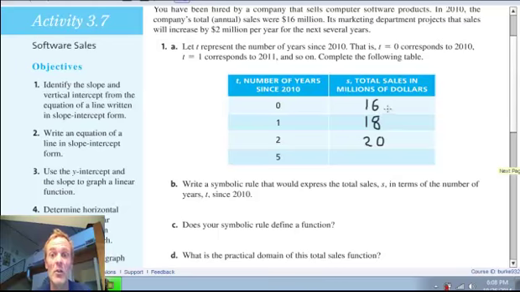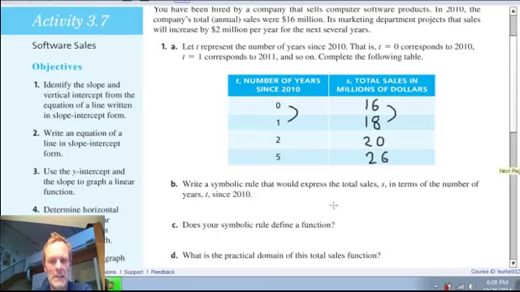Or you could just think to yourself, look, if it goes up 2 million for each year, it'll go up 10 million in 5 years. So that's going to be 26. It goes up 2 million for every year, in 5 years that's 10 million. So it's gone up by 10 million. Or you can just count it in your head.